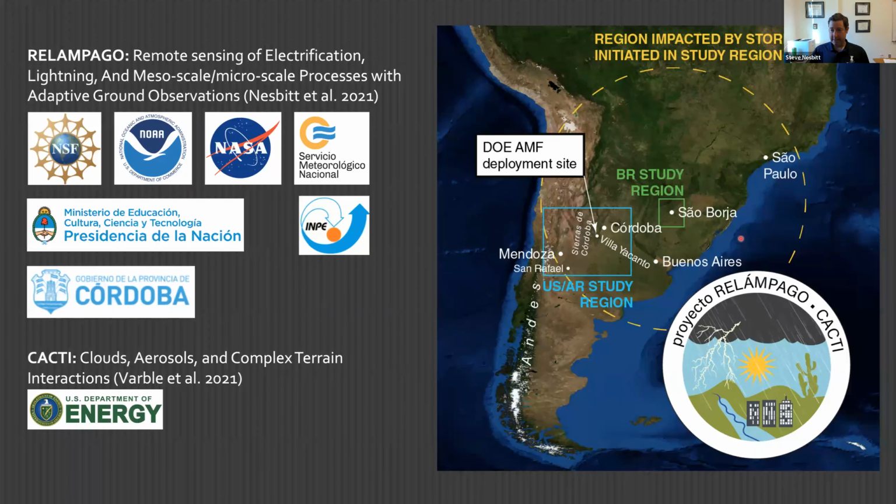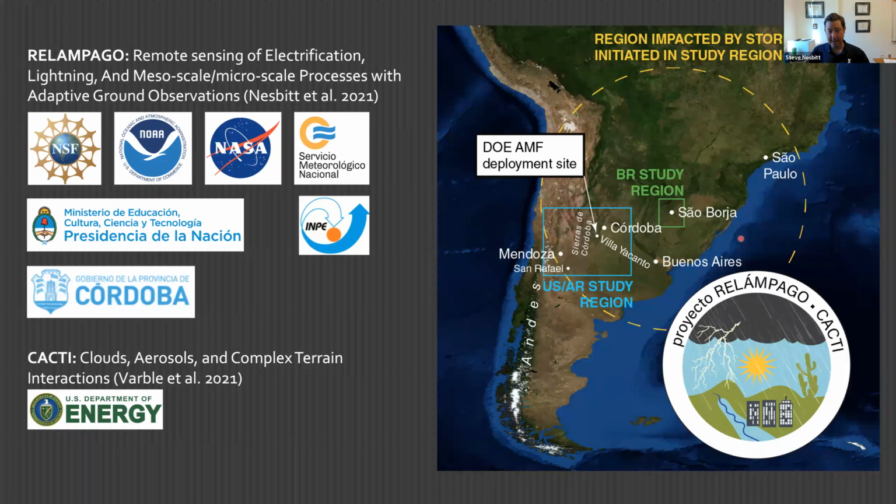So these questions led us to the field phase of the campaign, and this series of sister campaigns, RELAMPAGO, which stood for Remote Sensing of Electrification, Lightning, and Mesoscale Microscale Processes with Adaptive Ground Observations. This project was funded by NSF, also with contributions from NOAA and NASA looking at lightning, and also GOES-16 use in the field campaign. It was also funded by agencies in South America, including the National Weather Service, which is an important partner. And you may know Celeste Saulo, who was the head of the National Weather Service in Argentina. She's now the WMO president.